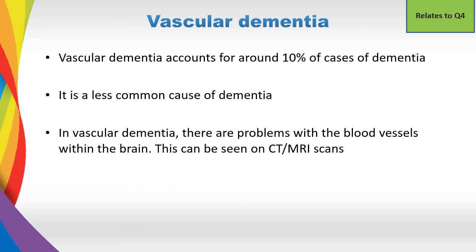Vascular dementia is the next cause of dementia that we're going to have a look at. It accounts for a lot less cases of dementia, so it's around 10%, so it's a lot less common as a cause. In vascular dementia, there are problems with blood vessels within the brain, so it's different to the proteins that we just looked at in Alzheimer's disease. In vascular dementia, the problems with the blood vessels can be seen on a head scan called a CT or an MRI scan.